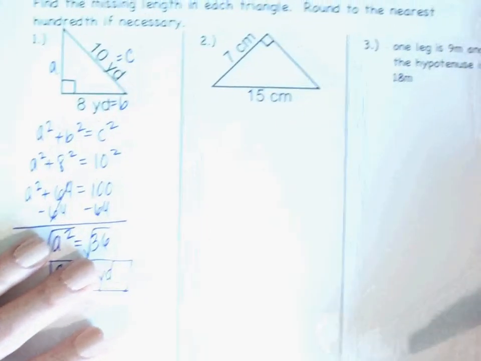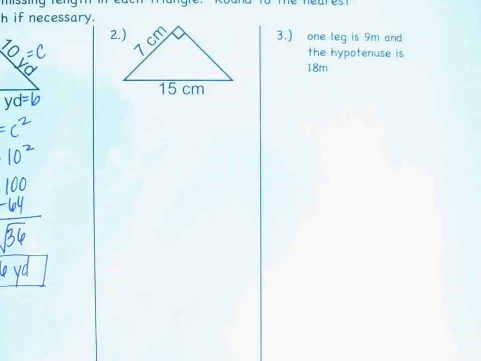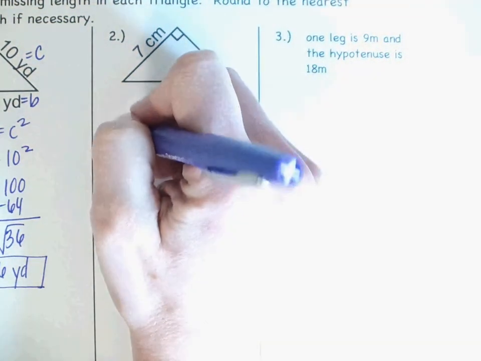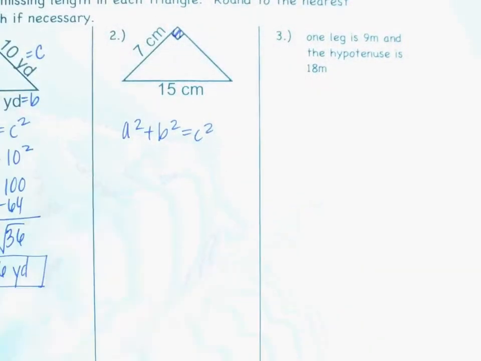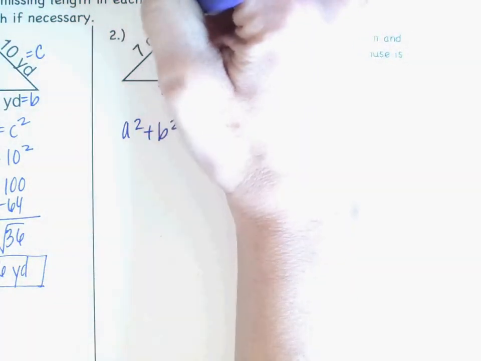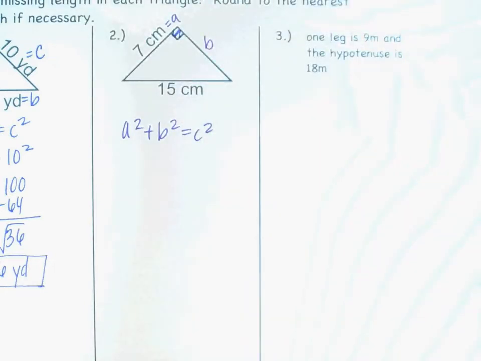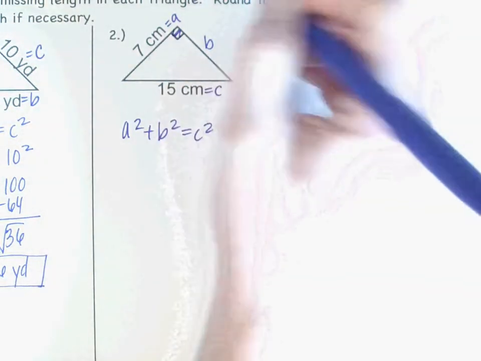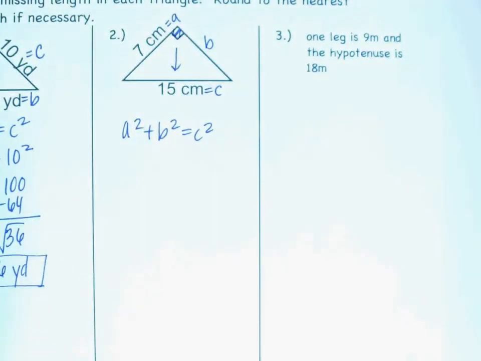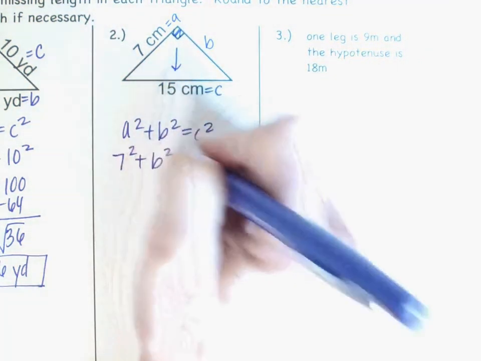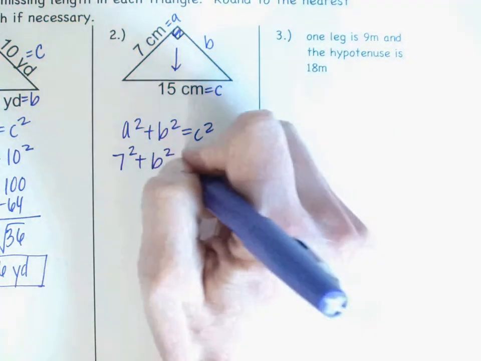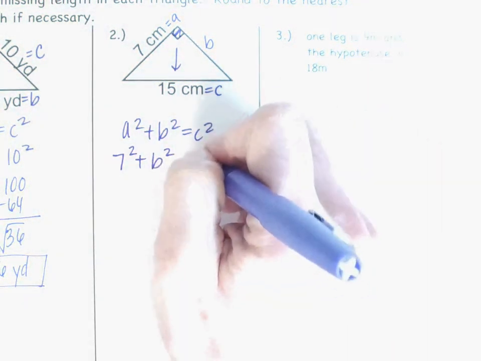Alrighty, let's go ahead and move on to number two. So same thing, we'll put down our formula. I know I'm using a right triangle, so I know I can use Pythagorean theorem. Let's label 7 as A. My other leg is B, and I'm going to put that right there, and then 15 is going to be C, remembering that it's opposite from the right angle. All right, next step, I'm going to make my substitution. So I'm going to put 7 in for A, so I have 7 squared. B squared, it looks like we're solving for B, and I'm going to put 15 in for C.